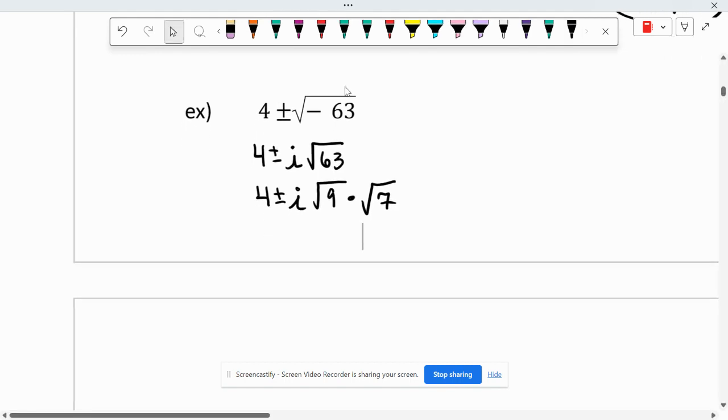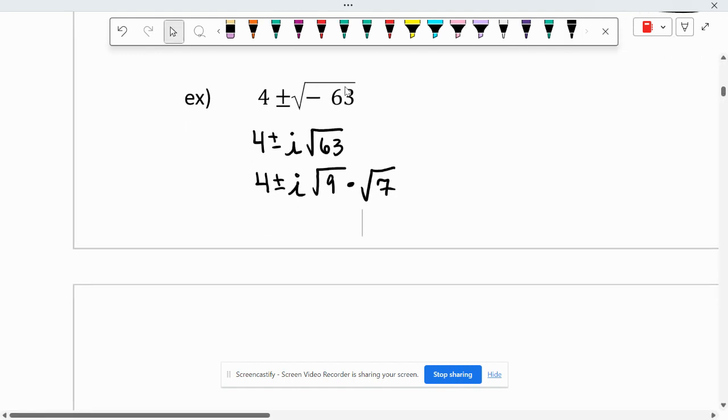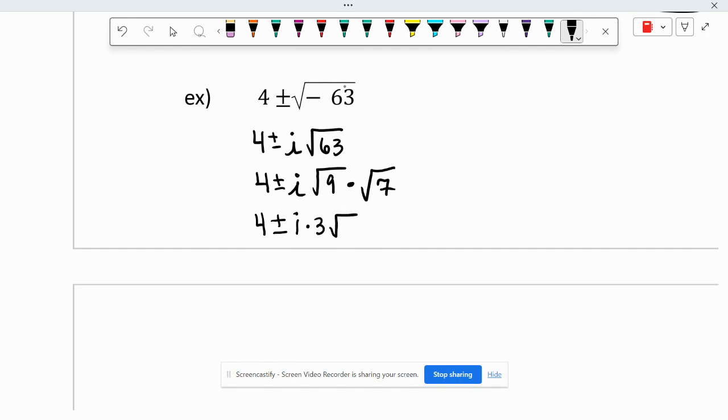So this one's going to look different than all of the other ones that we've done so far. What is the square root of 9? So I have 4 plus or minus I times 3 times the square root of 7. I have to figure out how to write this I times 3. Well, how should I write that?